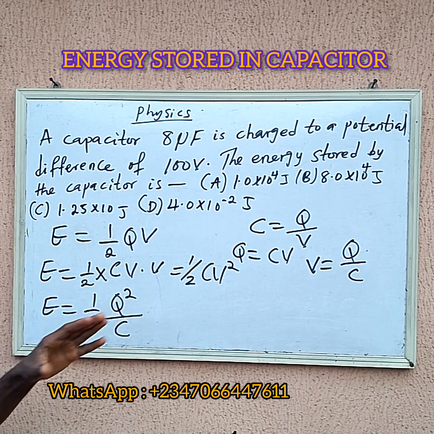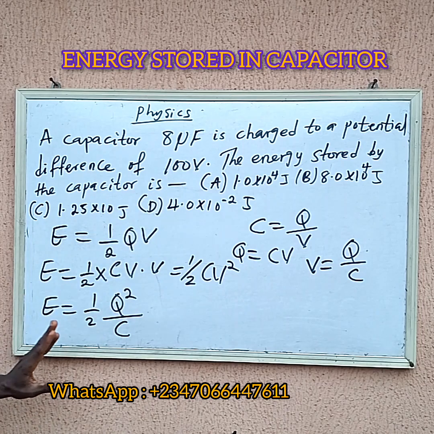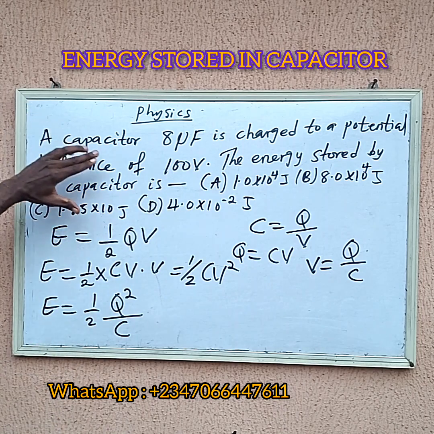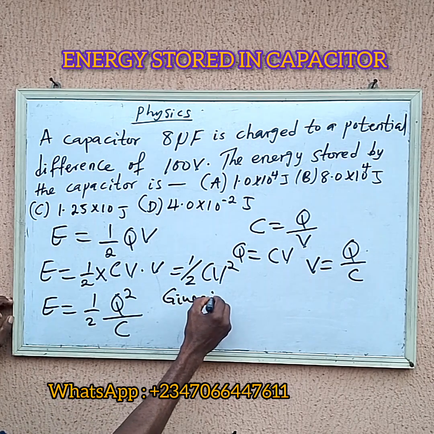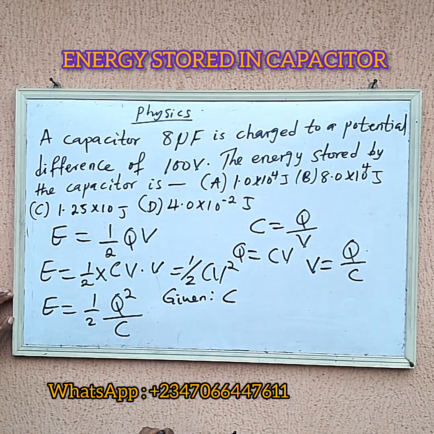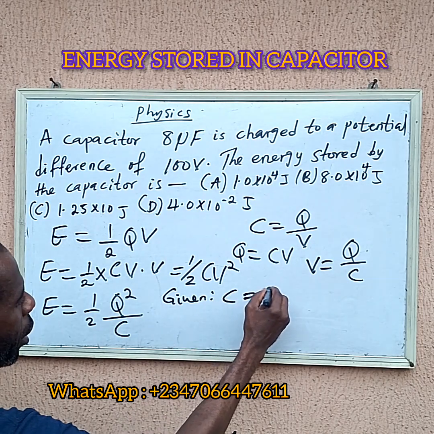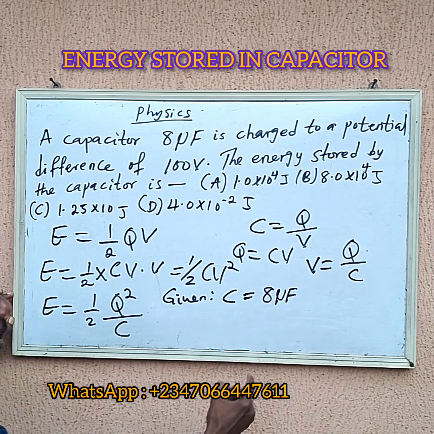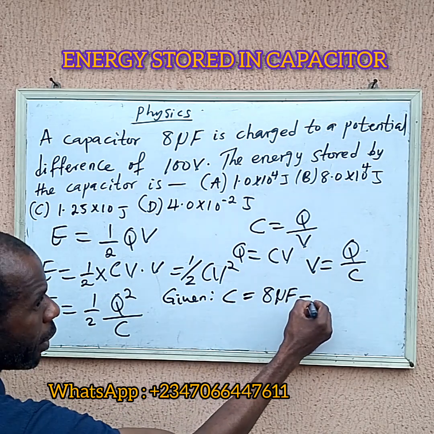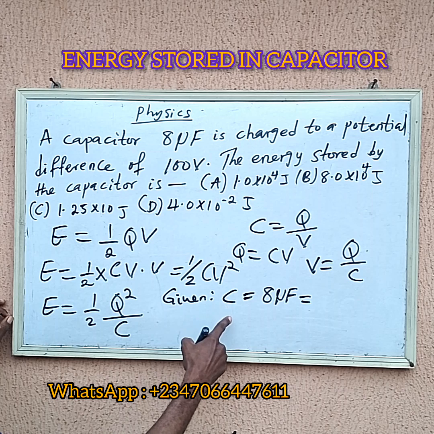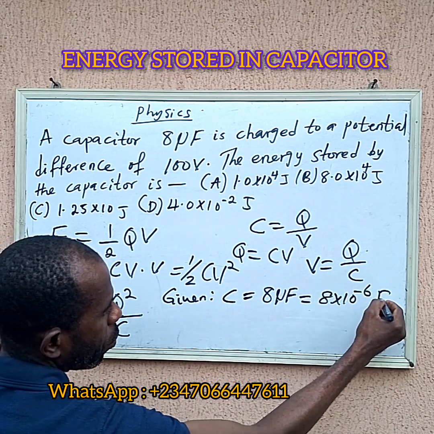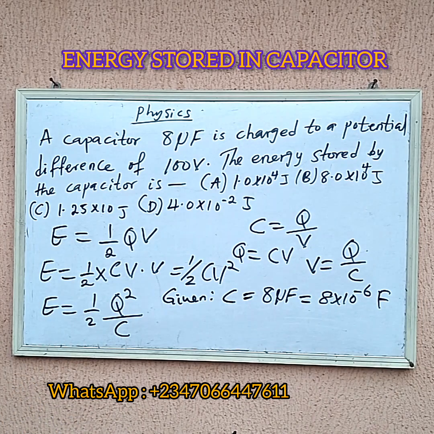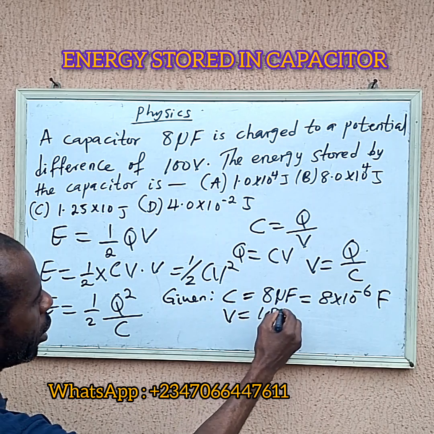So now, we are going to look at the question. Let us look at the parameters given to us here. We have C, the capacitance, equal to 8 microfarad. We are not going to work with microfarad; we are going to work with farad because the SI unit of capacitance is farad. It's going to give us 8 times 10 raised to the power negative 6 farad. Then the potential difference V is equal to 100 volts.